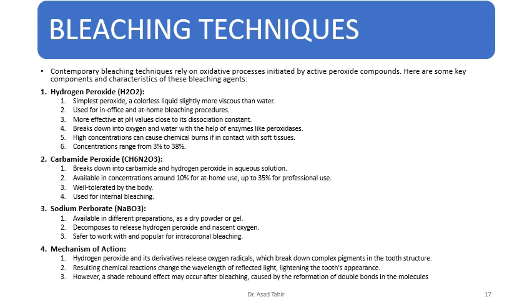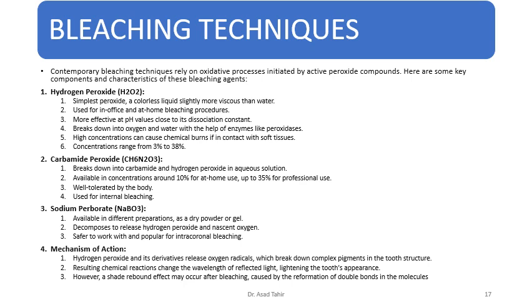Sodium perborate, NaBO3. Available in different preparations, as a dry powder or gel. Decomposes to release hydrogen peroxide and nascent oxygen. Safer to work with and popular for intracoronal bleaching. Mechanism of action. Hydrogen peroxide and its derivatives release oxygen radicals, which break down complex pigments in the tooth structure.